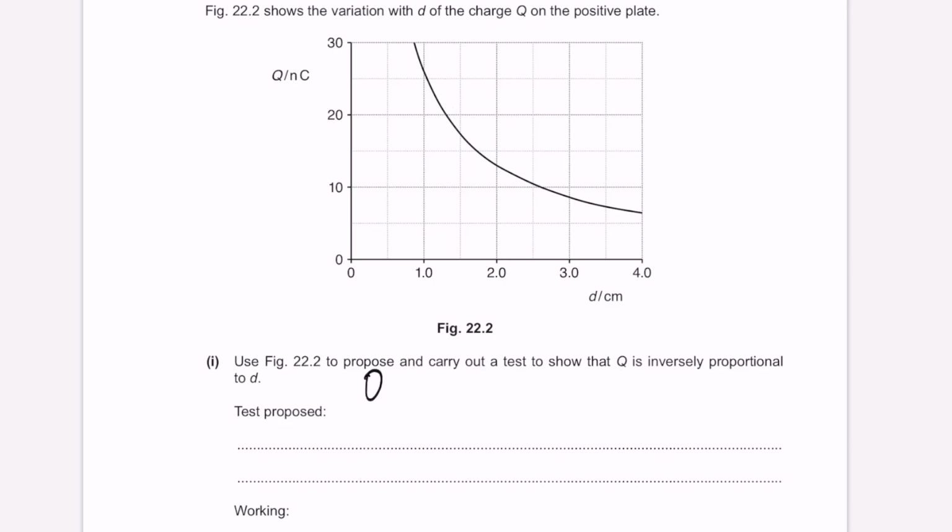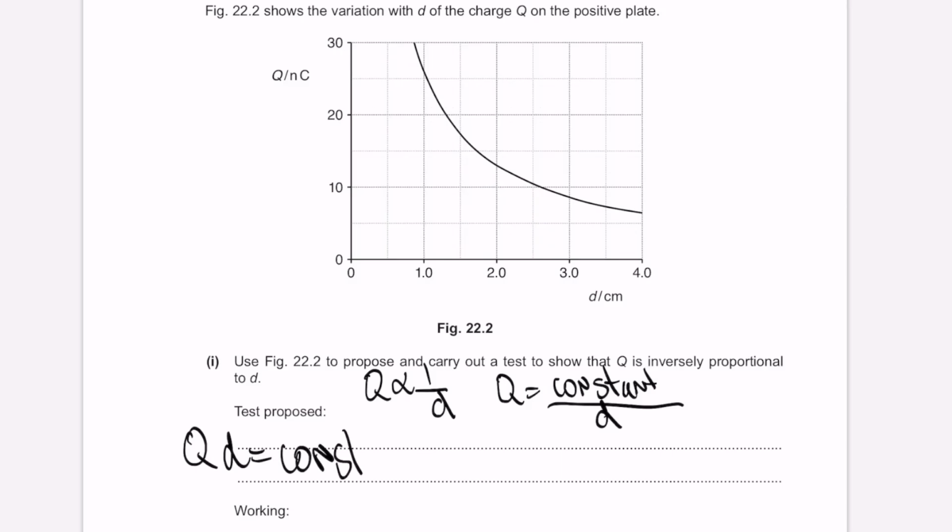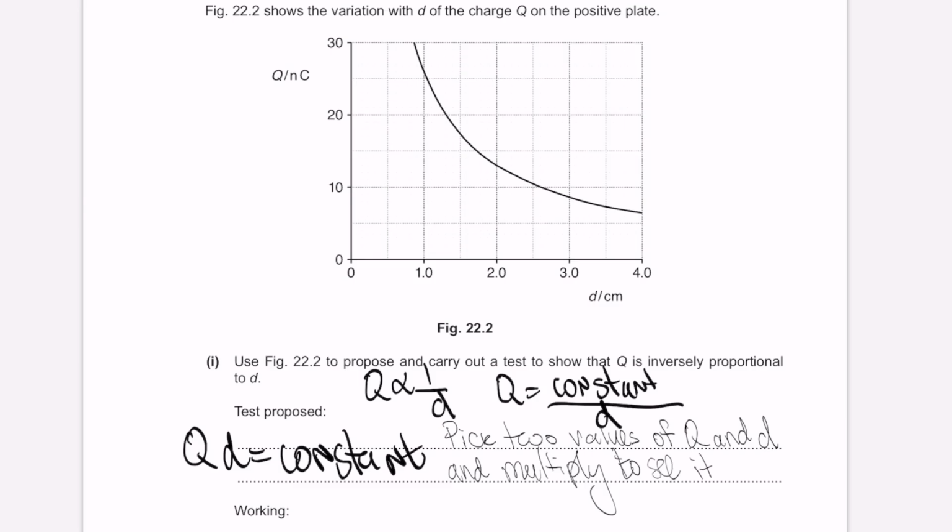Well, if Q is indeed inversely proportional to D, then there's some constant of proportionality. So this means that Q times D will be a constant. Now we can verify this by picking two values of Q and D and multiplying to see if they're constant. The values need to be corresponding.